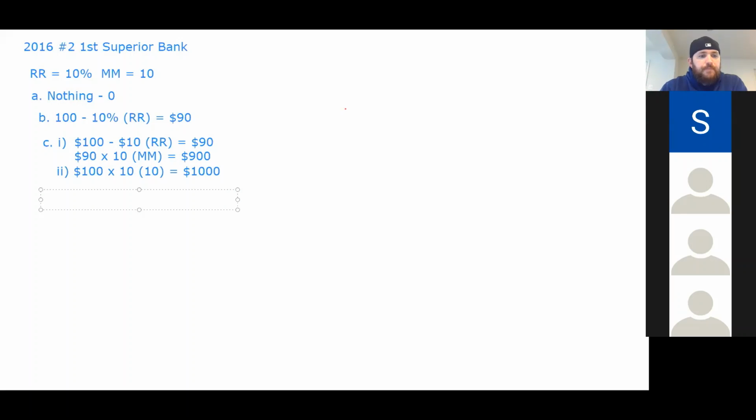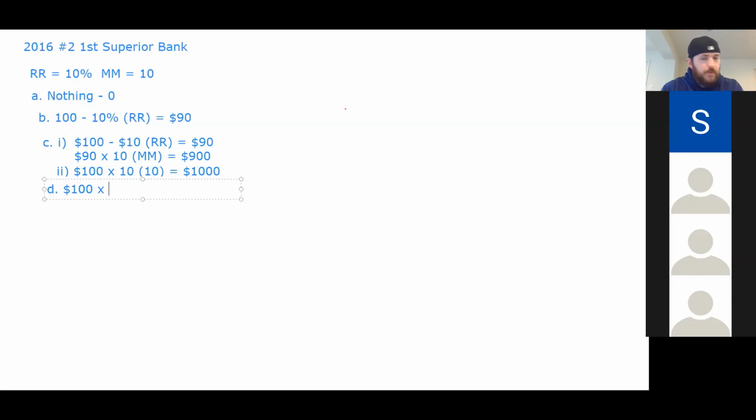Okay, so D. As a result of Mr. Smith's $100 cash deposit, calculate the maximum change over time in the money supply. Okay, so we want to know, well, what is going to happen to the money supply? Remember, the money supply increases with each additional deposit, and this happens exponentially. So we're going to see the exact same function here that we saw for calculating the new number or the total change in deposits. So we will take the initial deposit times the money multiplier.